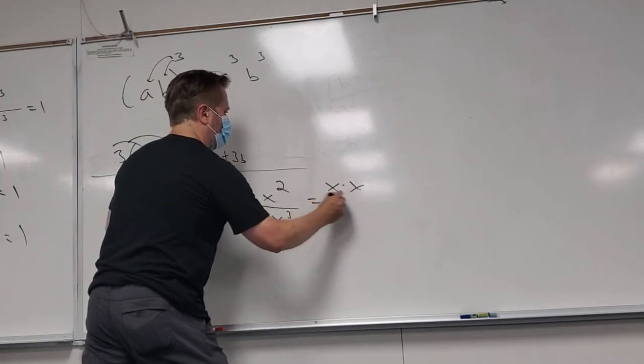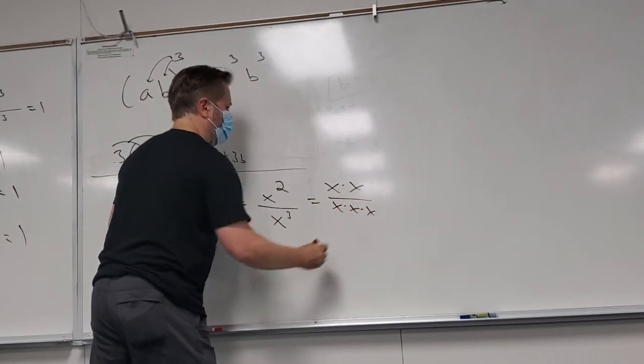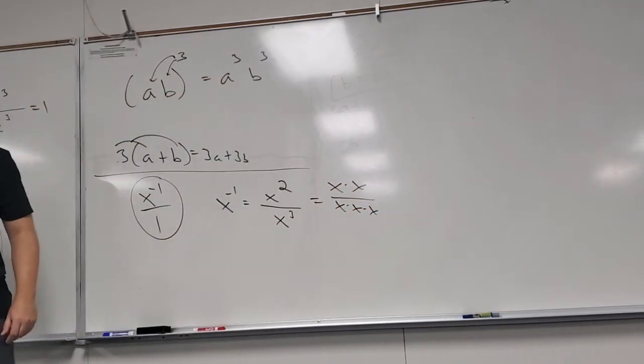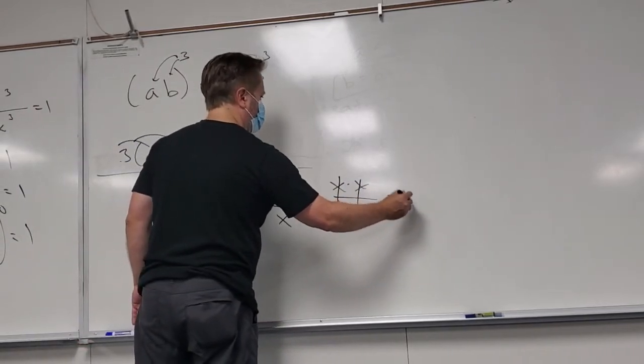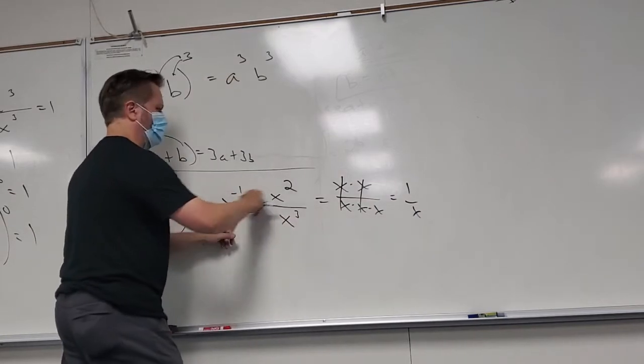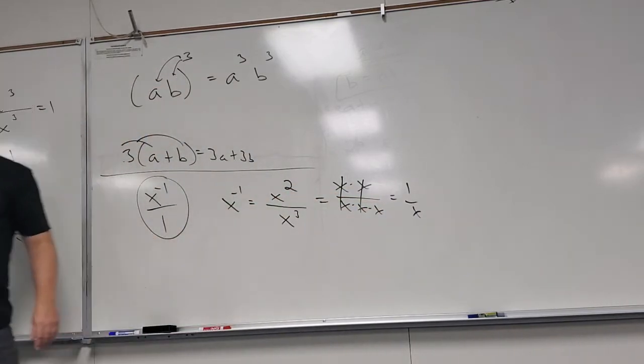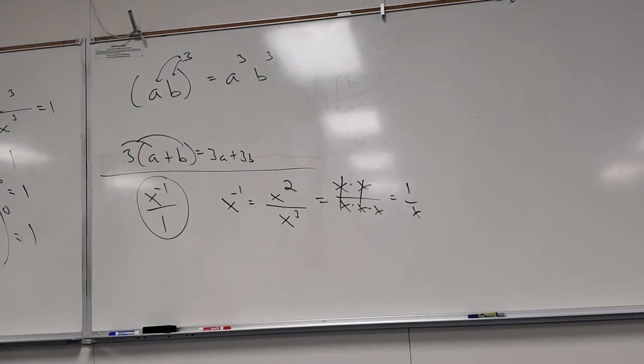Isn't this x times x? Isn't this x times x times x? How many x's cancel? How many are left? There you go. So negative power means flip, right? That's why it means flip, because that's what happens. Maybe?